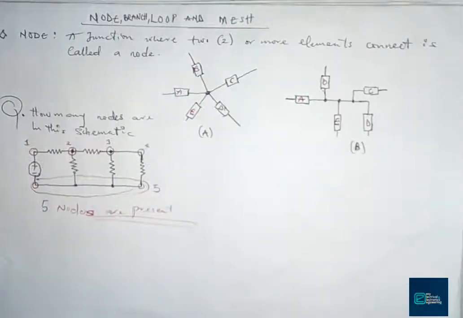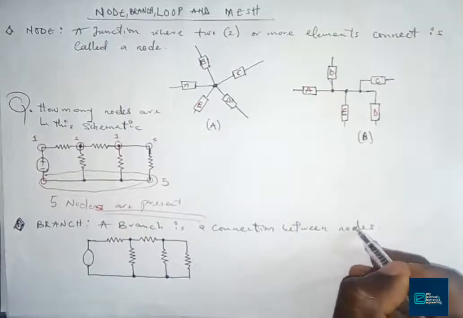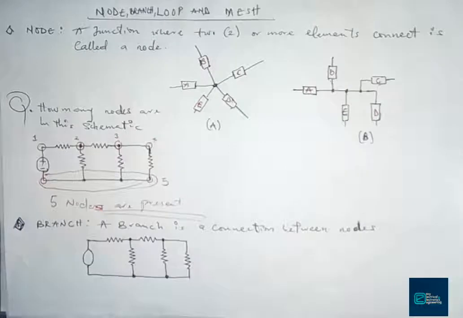Now the next thing I'm going to move to is what we know as a branch. When we're talking of a branch, we mean a branch is a connection between nodes. A branch contains an element. So it can be a resistor or capacitor or any source. So the number of branches in a circuit is the same as the number of elements we have in a circuit.